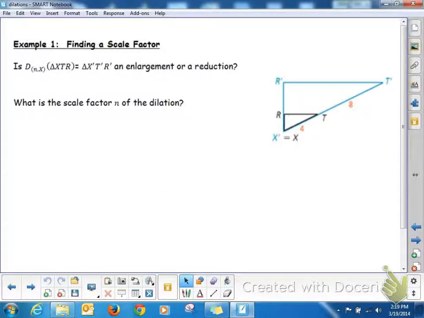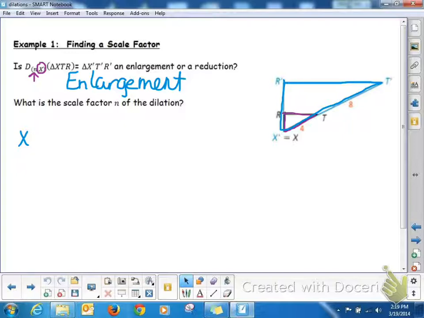Finding a scale factor. In the dilation, we want to find the scale factor. We don't know it, but it has a center point of X of this triangle XTR. Is XTR prime an enlargement or a reduction? So the pre-image here is triangle XTR, and the dilation of it is XTR prime. So this is clearly an enlargement. In order for us to find the scale factor, we would put a measure of the dilation, so XT prime, over the pre-image XT. Those are the measures that we have. So XT prime is this whole length. So it's 4 and 8.